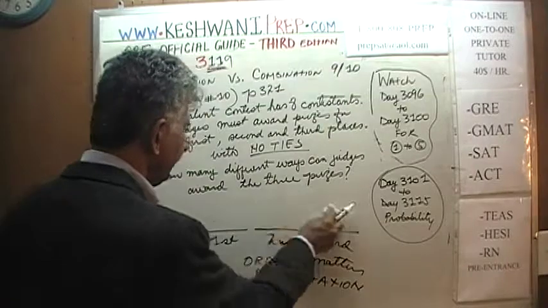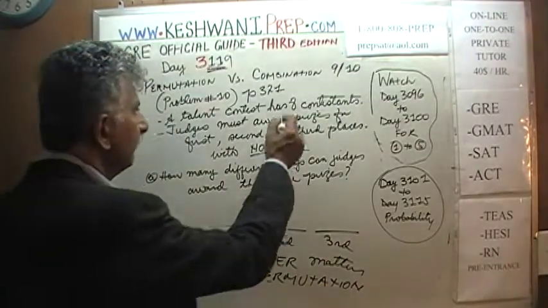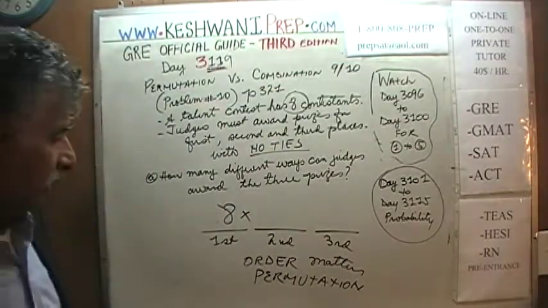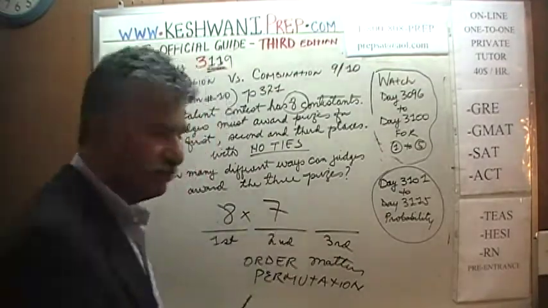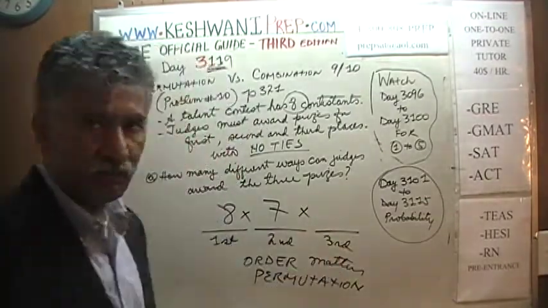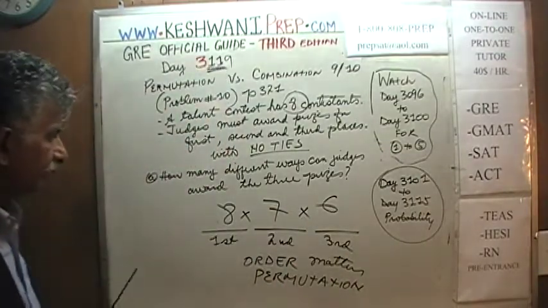So let's find out, shall we? How many different ways can we give out the first prize? Well, there are 8 people, so there are 8 possible ways we can award the first prize. How many different ways can we award a second prize? Obviously 7 ways, because there are 7 people left. How many different ways can a third prize be given? There are 6 ways, because there are 6 people left. That's our answer.